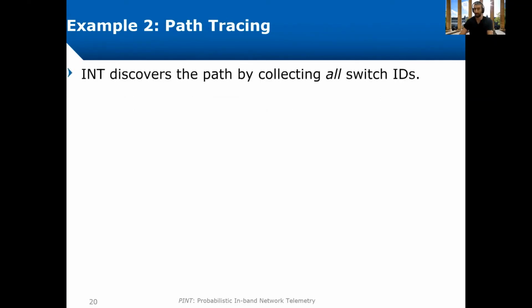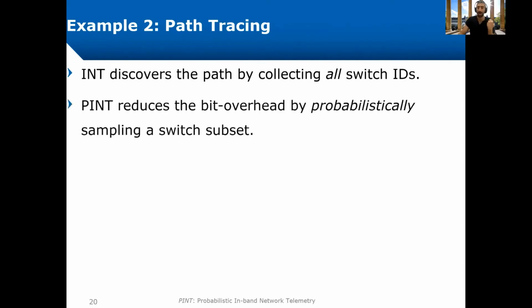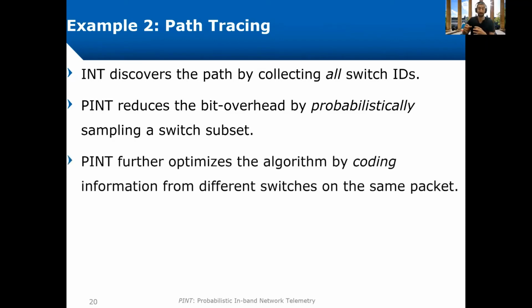Okay, let's go to path tracing, right? So INT does that from a single packet. It just carries all the switch IDs. But in PINT, for example, one thing we can do is we can look at the subset of the switches on the path and just put these on the path, right? But actually, we can do even better than that. We can use coding to mix up the subset of switches together on a single packet, and this reduces the number of packets we need to read out the path.